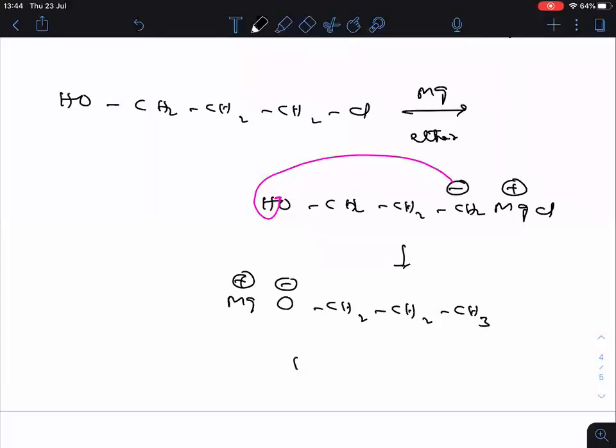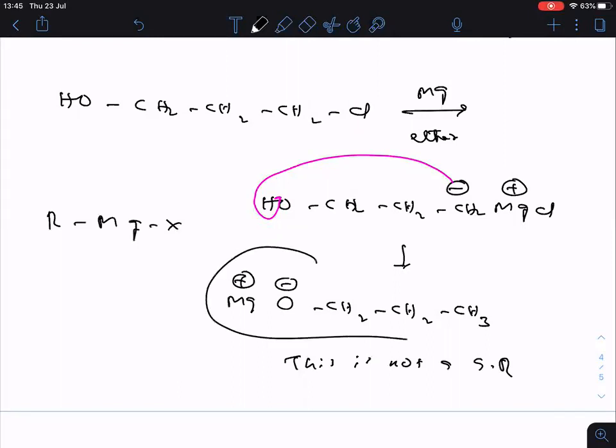But remember, this is not a Grignard reagent. Grignard reagent means what? RMgX. In this compound, R should be directly bonded to magnesium, where X is there. So this is not a Grignard reagent.